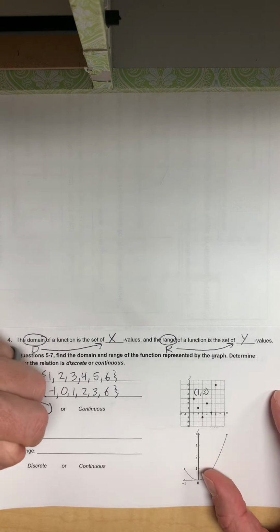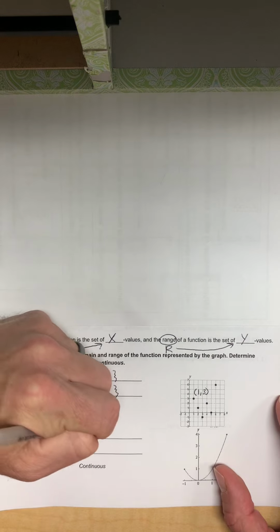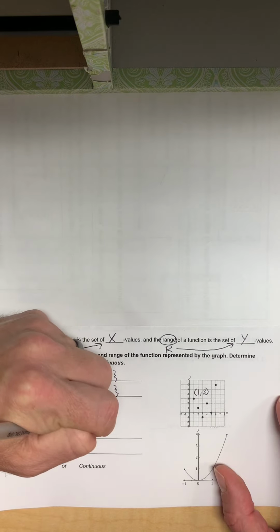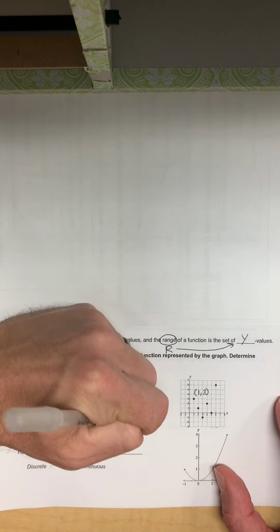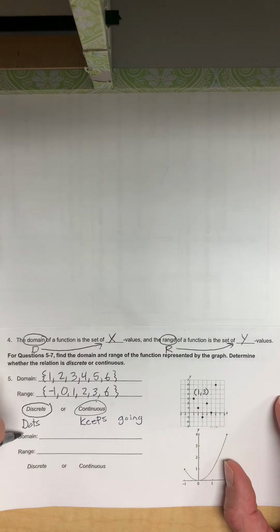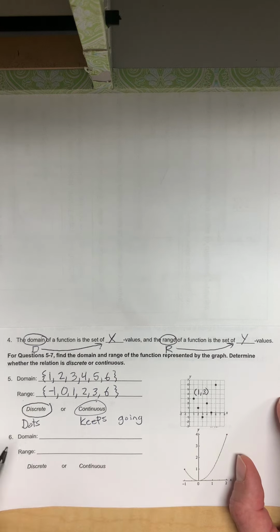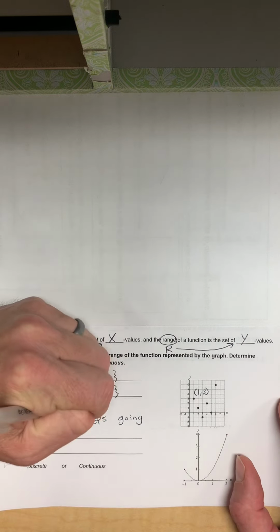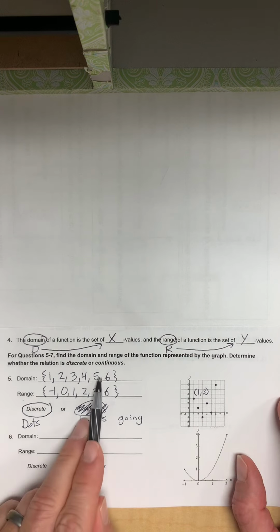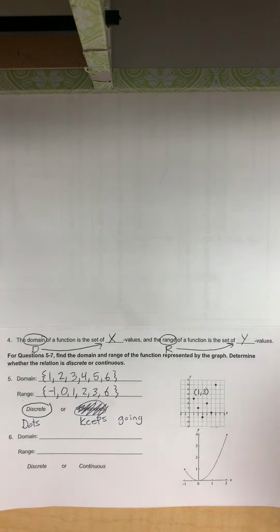So discrete, dots, they both start with a D. Continuous, it keeps going. And so they kind of sound the same, don't they? Discrete, dots, continuous, keeps going. So this one is dots, it's discrete. I shouldn't have circled that, sorry. All right, so there's our answer for domain, there's our answer for range, and we should have only circled discrete.